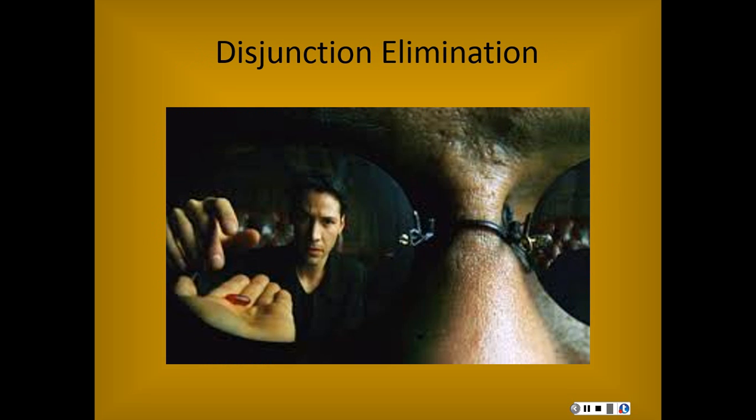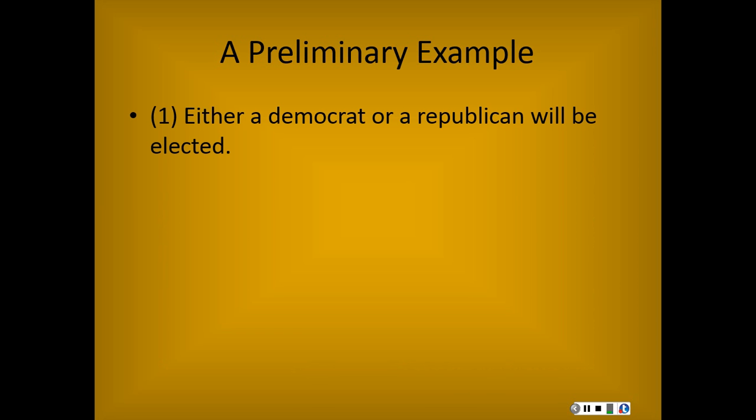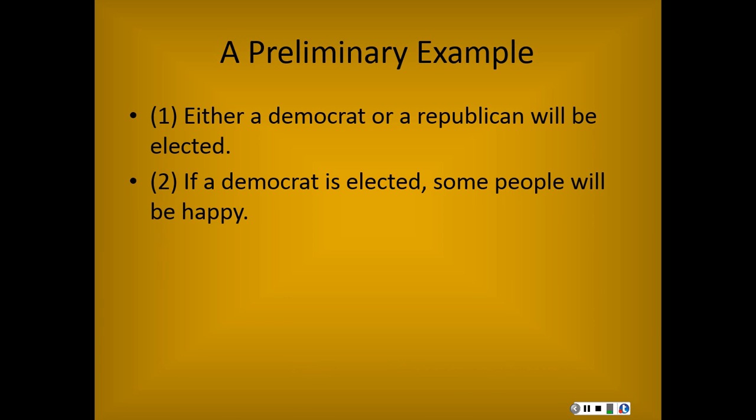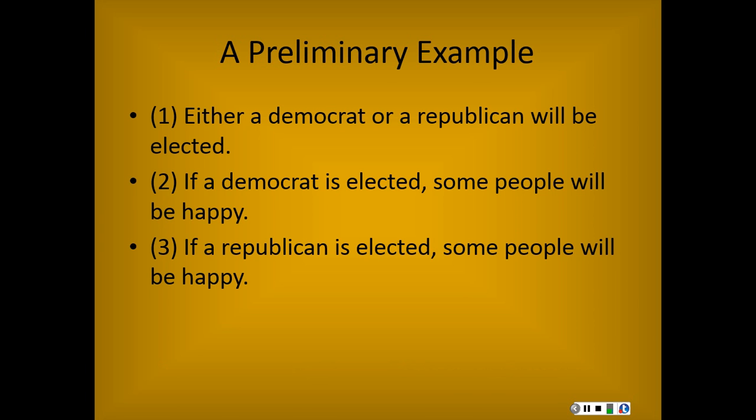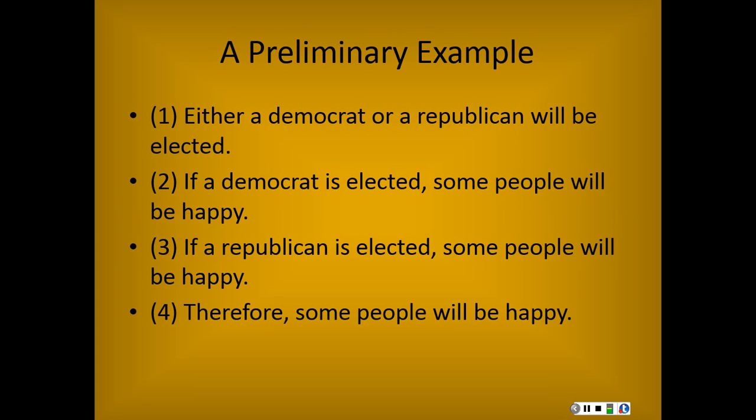Okay, the next rule we're going to consider, the rule of disjunction elimination, is a little bit more complicated. And I want to go ahead and introduce this rule by first looking at an example of an argument stated in English. Either a Democrat or a Republican will be elected. If a Democrat is elected, some people will be happy. If a Republican is elected, some people will be happy. Therefore, some people will be happy.